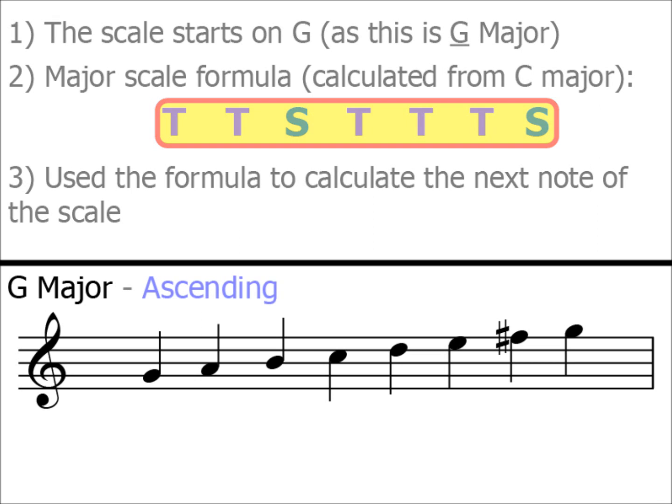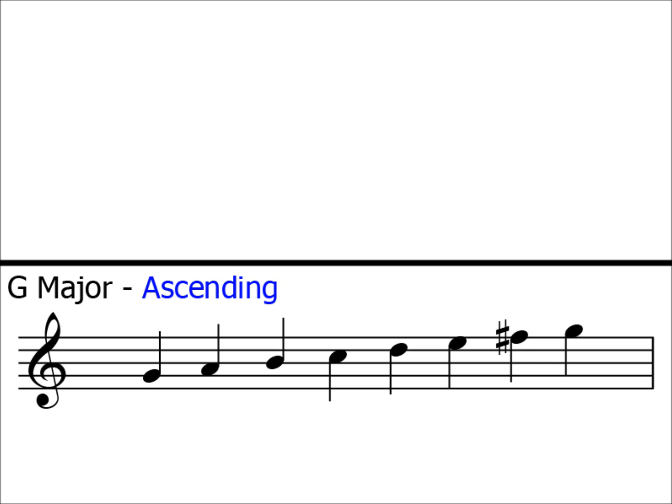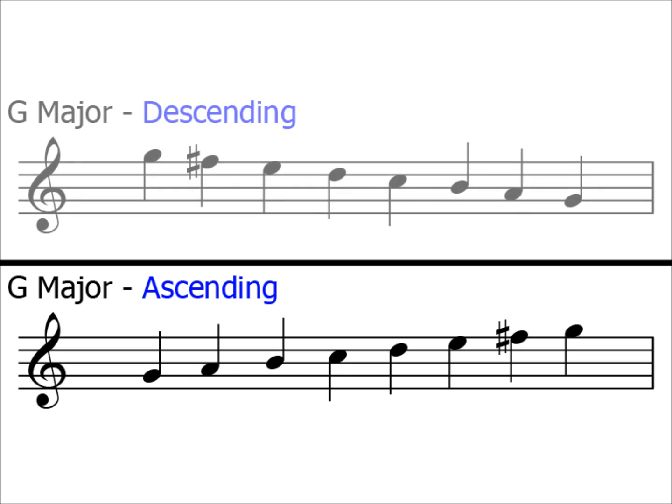Before we finish looking at G major, just be aware that we've only drawn the ascending version of G major here, ascending meaning going upwards. Here's the descending version of the scale. You can see that it still starts and ends on a G, but the notes are going downwards, or they are descending. Let's look at another scale that is descending.